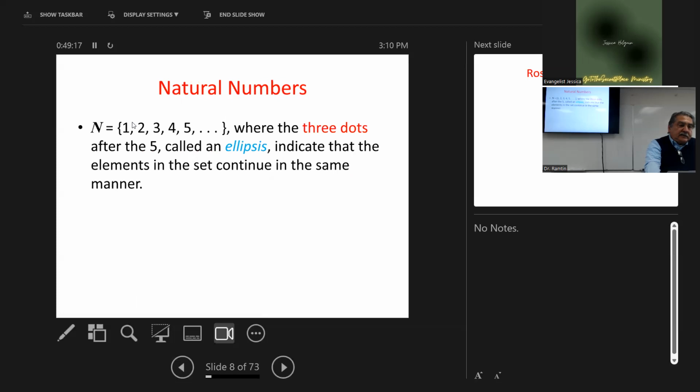So this is a set of natural numbers. You have N as a symbol, equal to, then the braces, and then you have the natural numbers 1, 2, 3, 4, 5, comma, and then those 3 ellipses indicating that the elements in this set continue in the same manner.